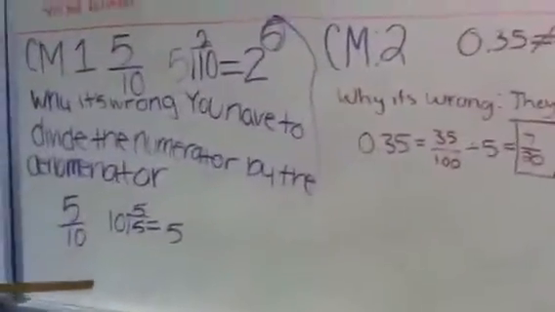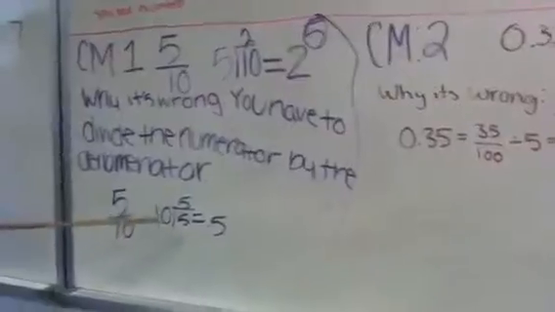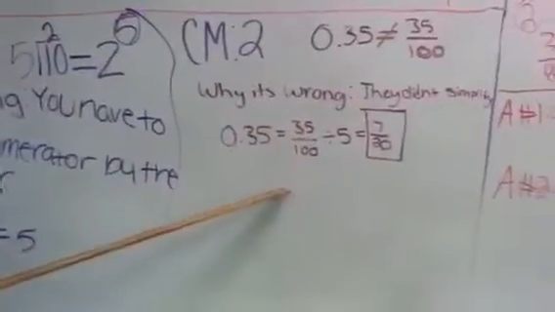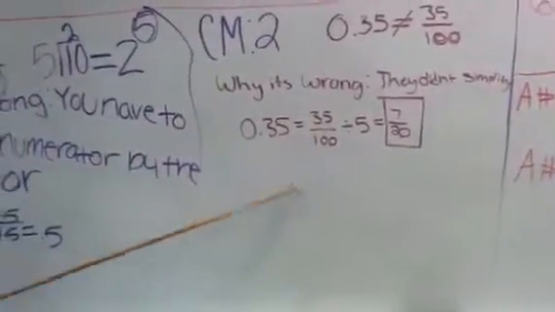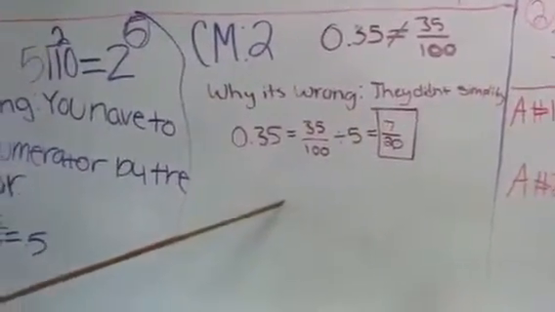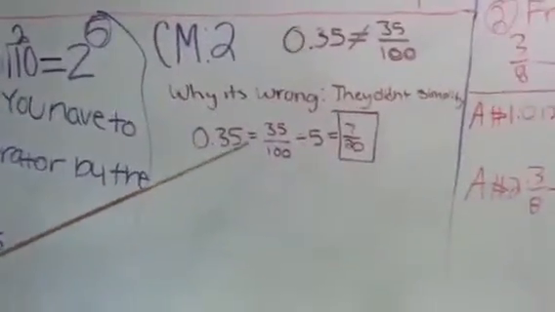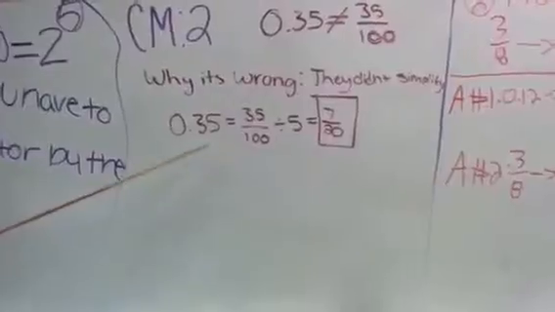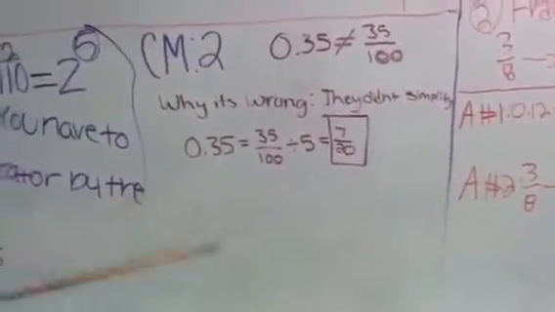Another common mistake is most students forget to simplify. An example is 0.35. It is converted to a fraction which is 35 over 100. This is wrong because they forgot to simplify. The correct way to do it would be to divide 35 hundredths by 5, which equals 7/20.